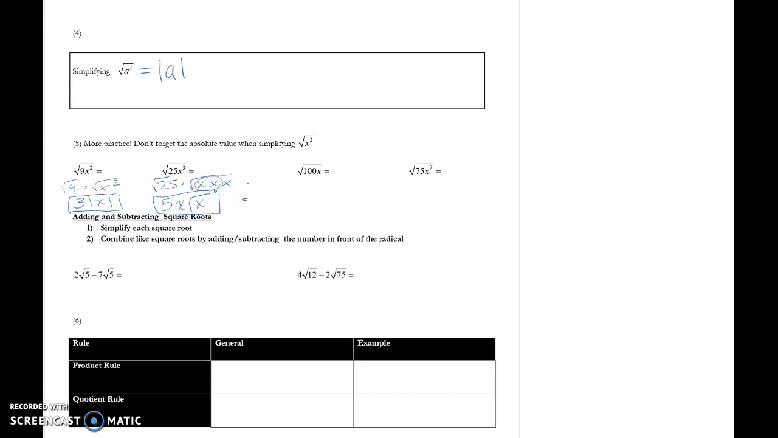Okay, so go ahead and pause this video for a second and try to complete the last two there. So voila, you should have gotten 10 root x and then 5x cubed root x.